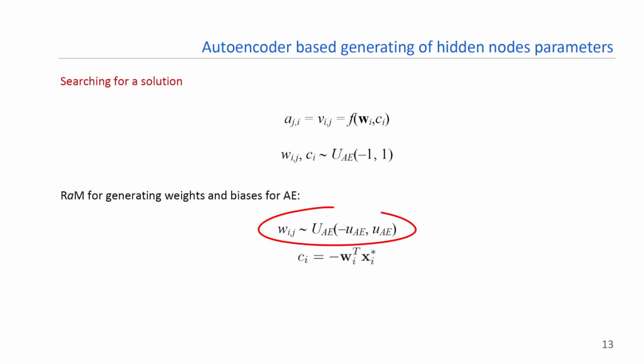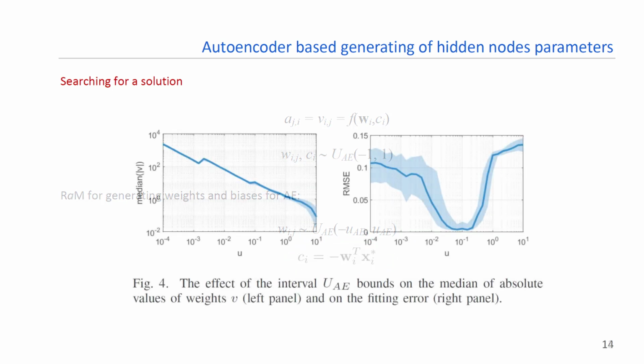According to this method, we optimize the interval for W and calculate the biases C from this equation. These figures show the effect of the interval bounds on the median of absolute values of weights V, left panel, and on the fitting error, right panel, for the target function analyzed earlier. Note that the median of V decreases quickly with bounds U. Error reaches its minimum for U from 0.05 to 0.2.